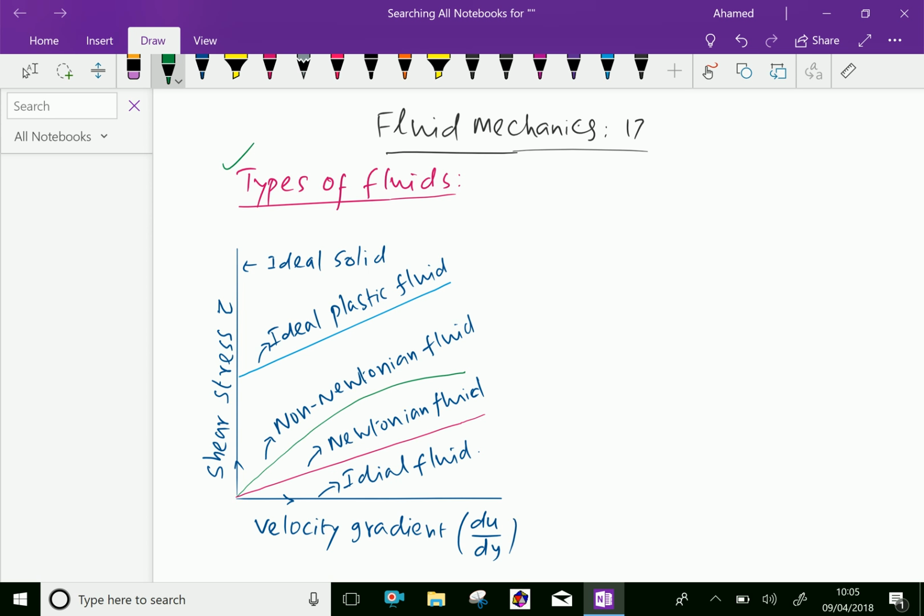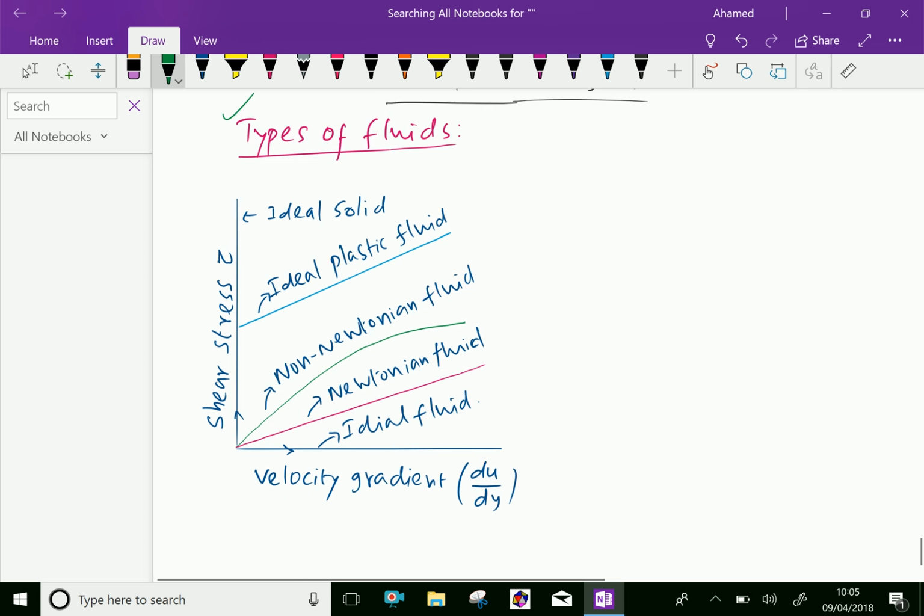In fluid mechanics, let us discuss types of fluids. The fluids may be classified into the following 5 types. First one, ideal fluid. Second one, real fluid. Third, Newtonian fluid. Fourth one, non-Newtonian fluid. And fifth one is ideal plastic fluid.